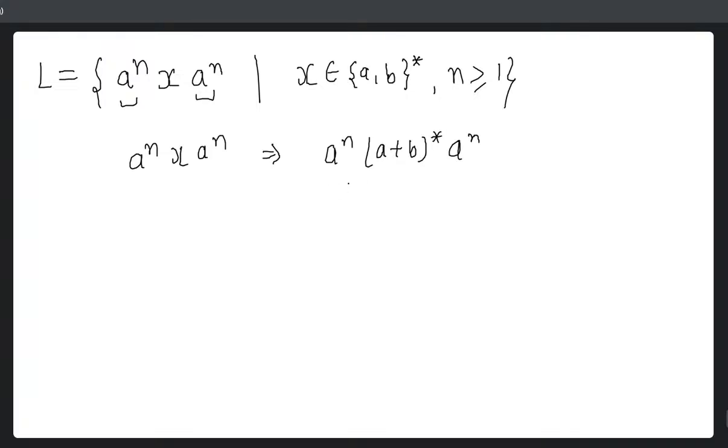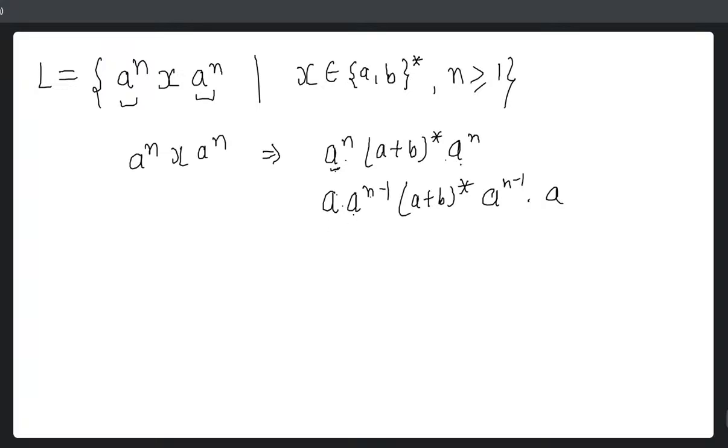Now you can break this statement. A raised to n: first we take a into a raised to n minus 1, means we just break a raised to n into two different parts, a and a raised to n minus 1. This (a plus b) whole star stays as it is. In the same manner, the last part is a raised to n minus 1 dot a. Means here between the a's in front and at the end, we can generate any number of a and b in between. So if we break a raised to n into these two parts, a into a raised to n minus 1, we can write that both are equivalent.